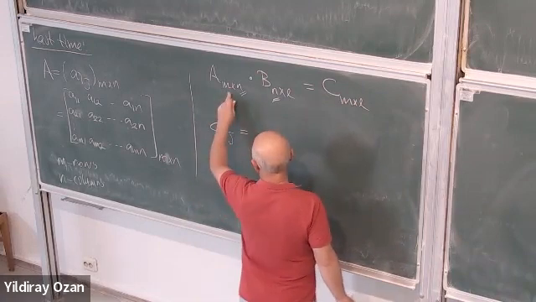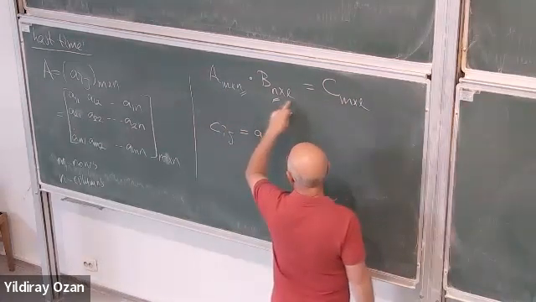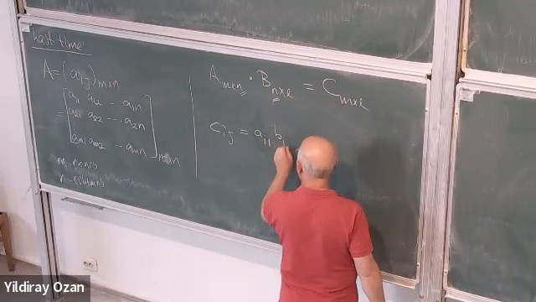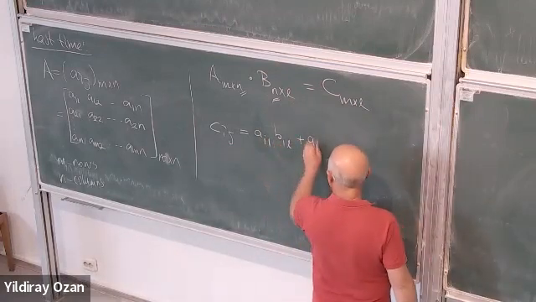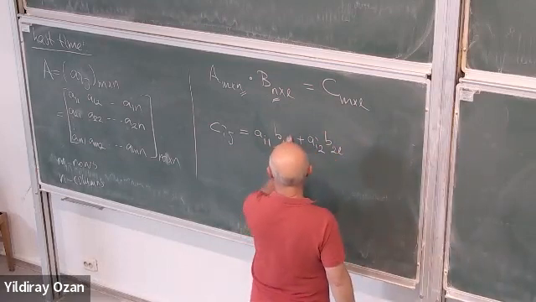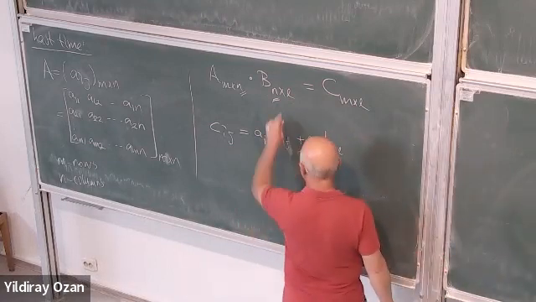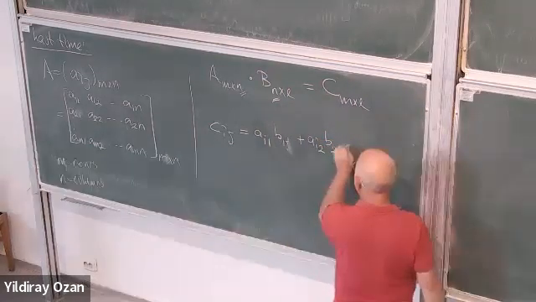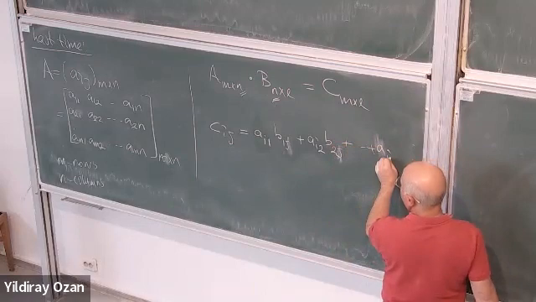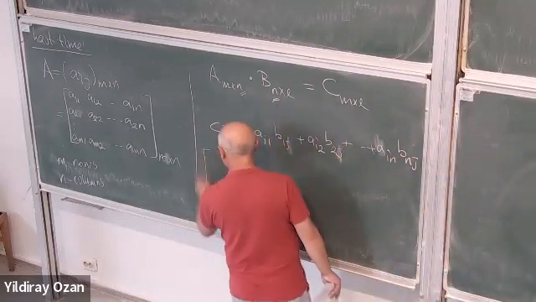So let me write it this way. The ith row of A means Ai1, Ai2, and up to Ain, and the jth column of B means B1j, B2j, up to Bnj. Okay, so maybe this is what we do.